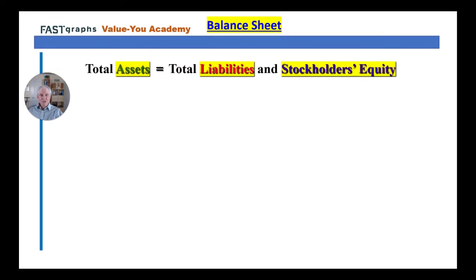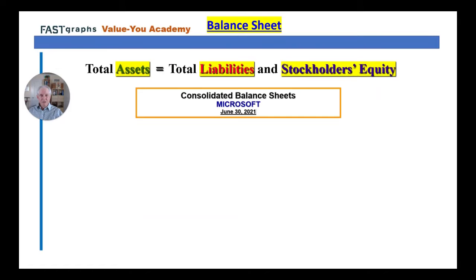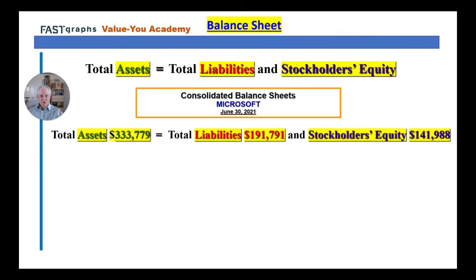All right. There's the equation we went over earlier. Microsoft had assets of 333,779 million. They had total liabilities of 191,791. Stockholders' equity of 141,988. All right. What we do in finance is we look at how much money does Microsoft have sitting in current assets at the end of the fiscal year? They had 184 plus billion.